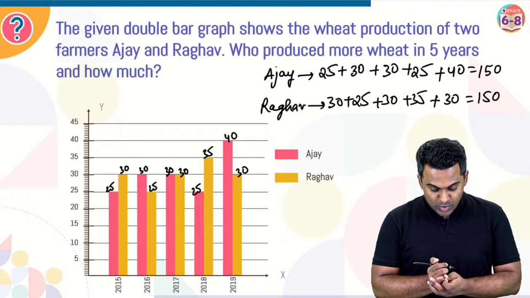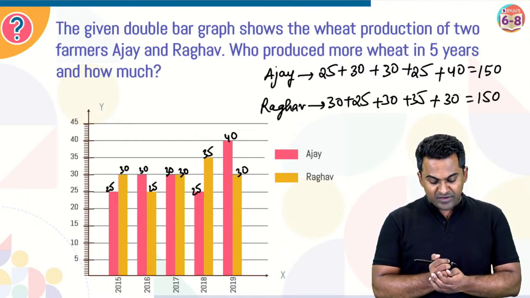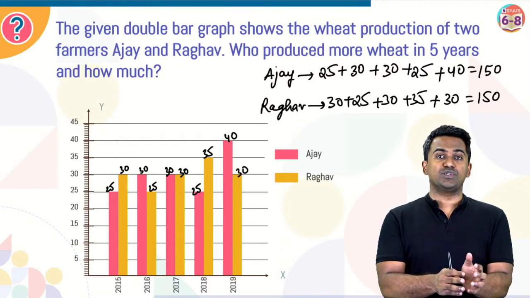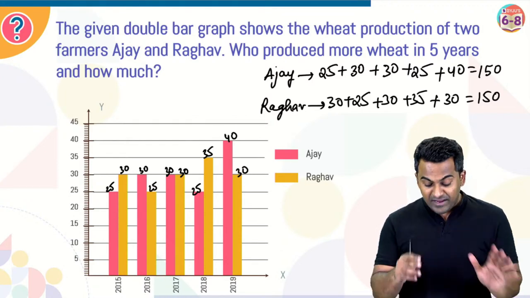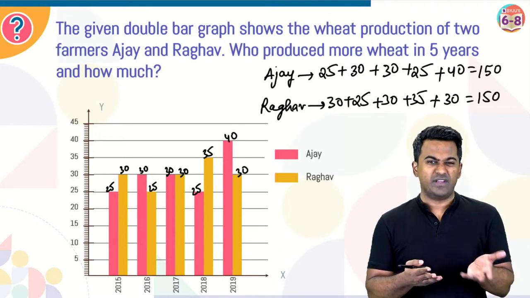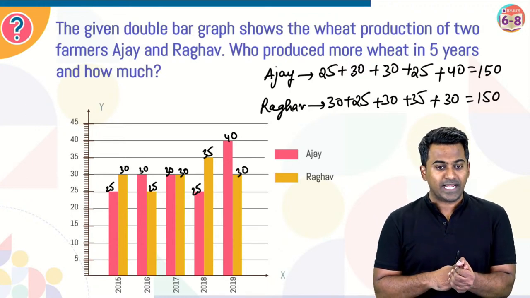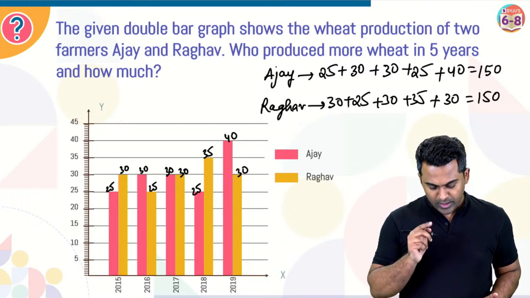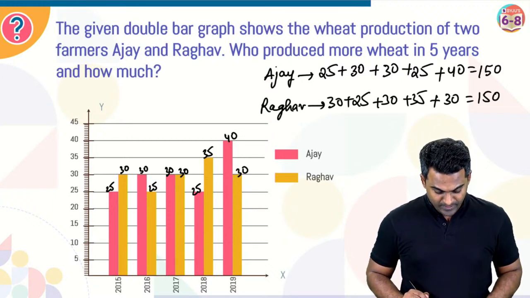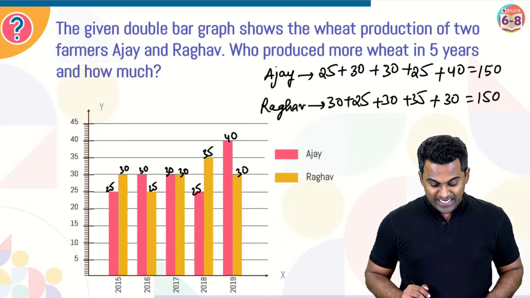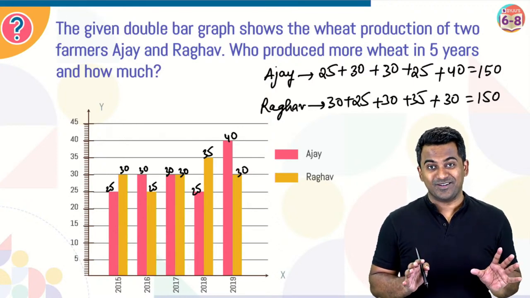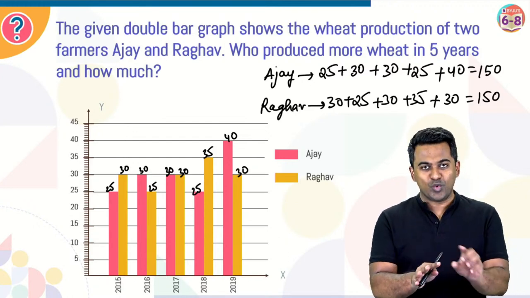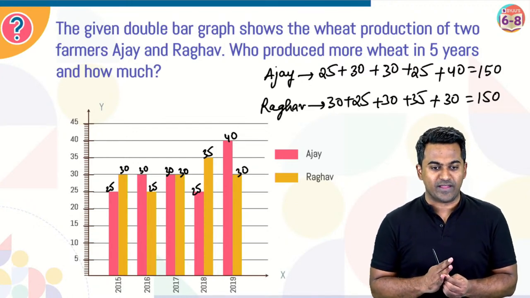So who produced more wheat in 5 years and by how much? Both Ajay and Raghav have produced an equal amount of wheat in 5 years. Both have produced 150, whatever the unit is. You just had to be a little cautious when you were dealing with the numbers. That's all. He wasn't asking for any particular year. Because if some of you said 2019, I understood you misinterpreted the question in that case.